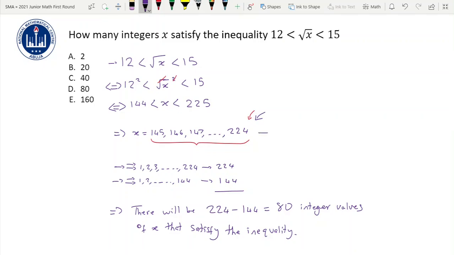So since there are 80 numbers here, and all these numbers satisfy this inequality, and all the numbers that satisfy this inequality are here, we can conclude that the answer to this question is 80. So the correct option here is D.